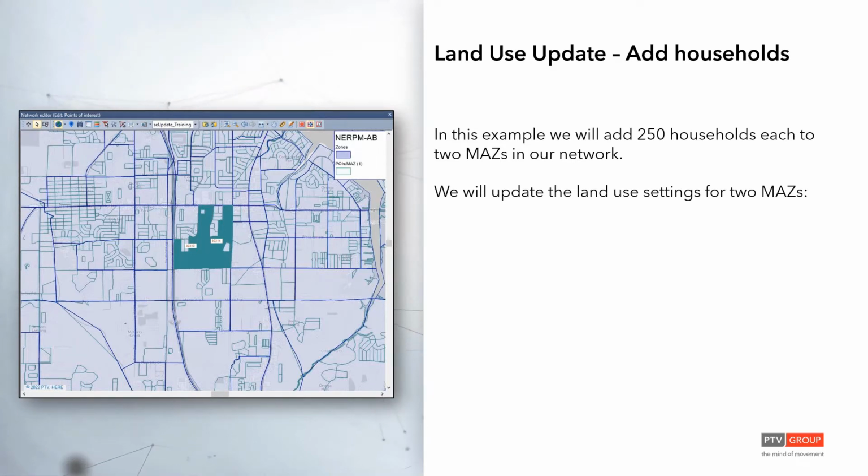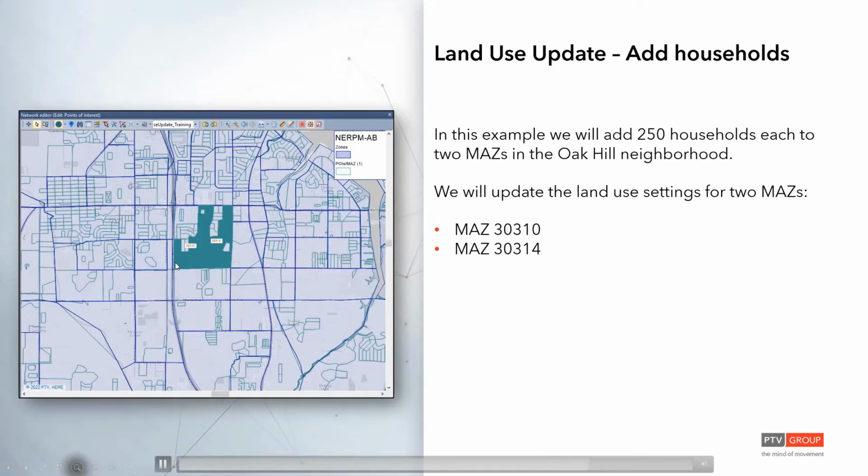And in this example, we will add 250 households each to two of the MAZs in the network, and the two MAZs are MAZ 30310, and then the IDs do not really matter here, but these are two MAZs in what is called the Oak Hill neighborhood.